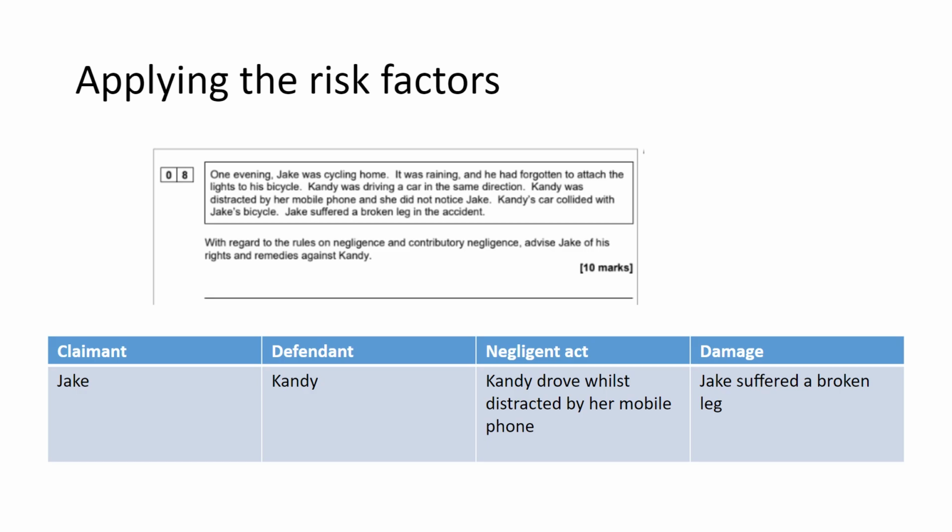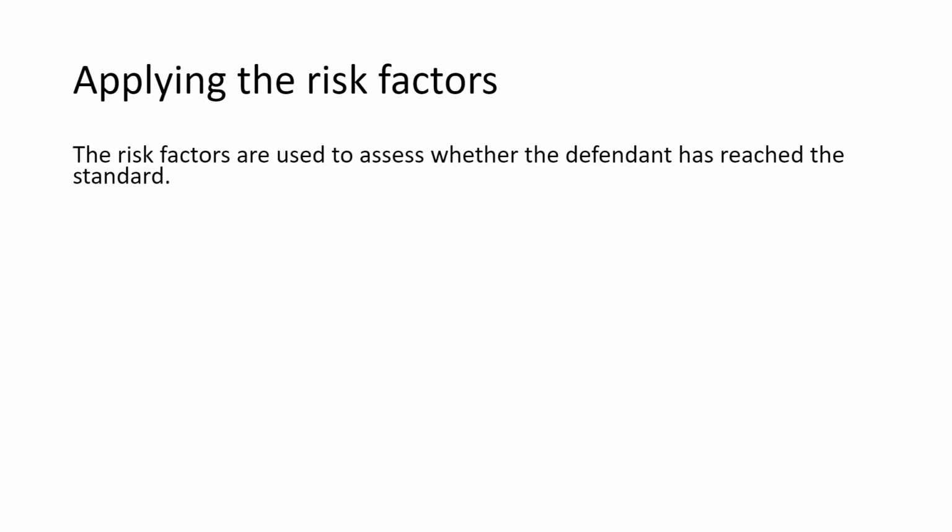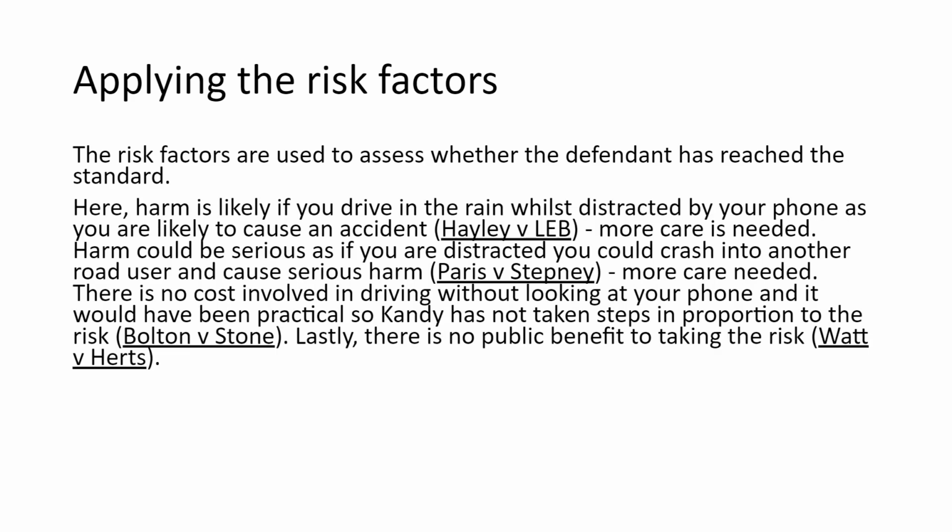So remember, Candy was driving whilst distracted by her mobile phone. That was the negligent act. And as a result, Jake suffered a broken leg. So applying the risk factors here, it's worth telling the examiner why you're using them. The risk factors are used to assess whether the defendant has reached the standard. Here, harm is likely if you drive in the rain whilst distracted by your phone, as you are likely to cause an accident. More care is needed. So say why you think harm is likely. The potential harm could be serious, as if you're distracted, you could crash into another road user and cause serious harm. More care is needed.